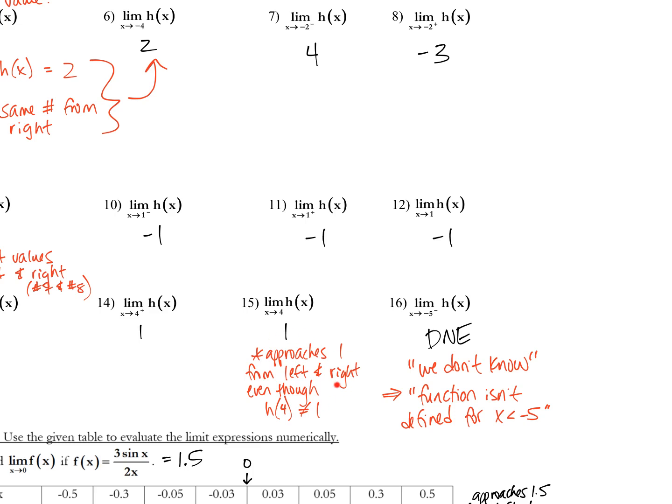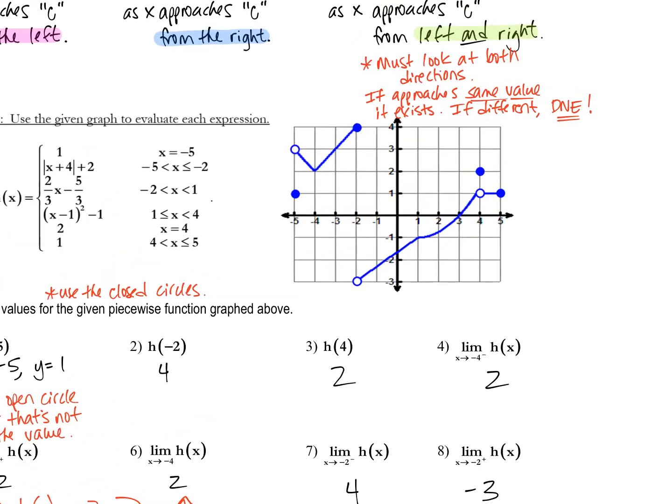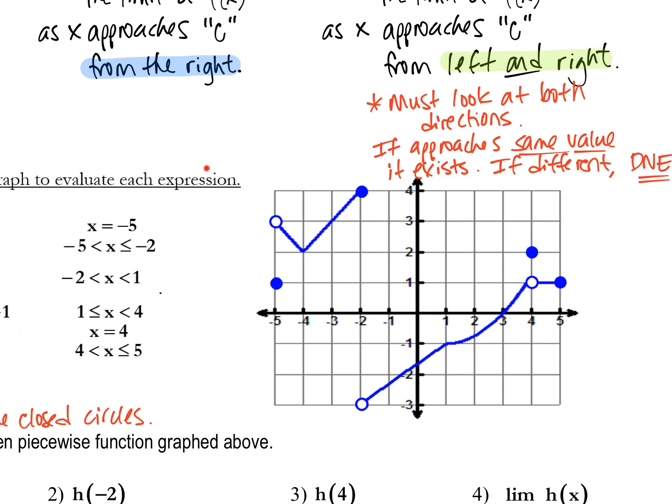That's why the limit exists. We have 1 here and we have 1 here. Let's look at -5 from the left. There's nothing over here. I don't know where the roller coaster is. I don't know. That's why it does not exist.